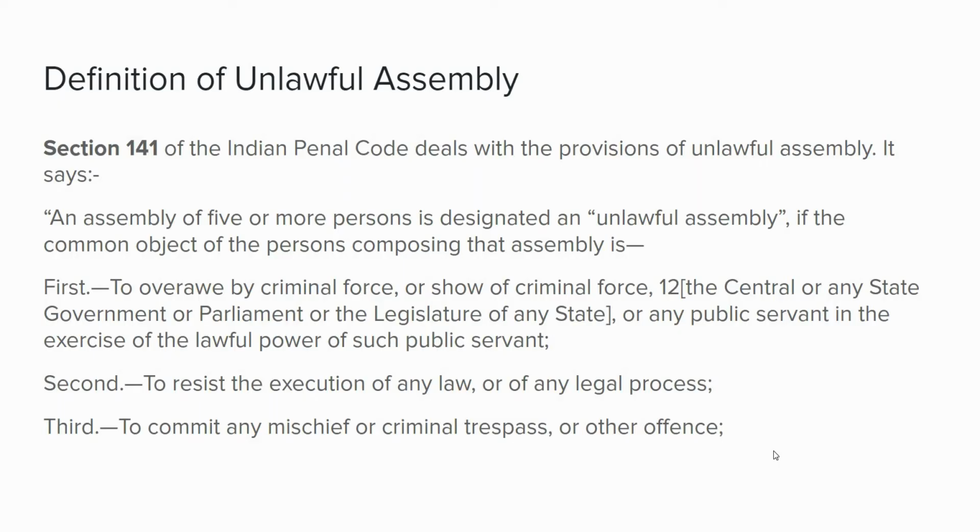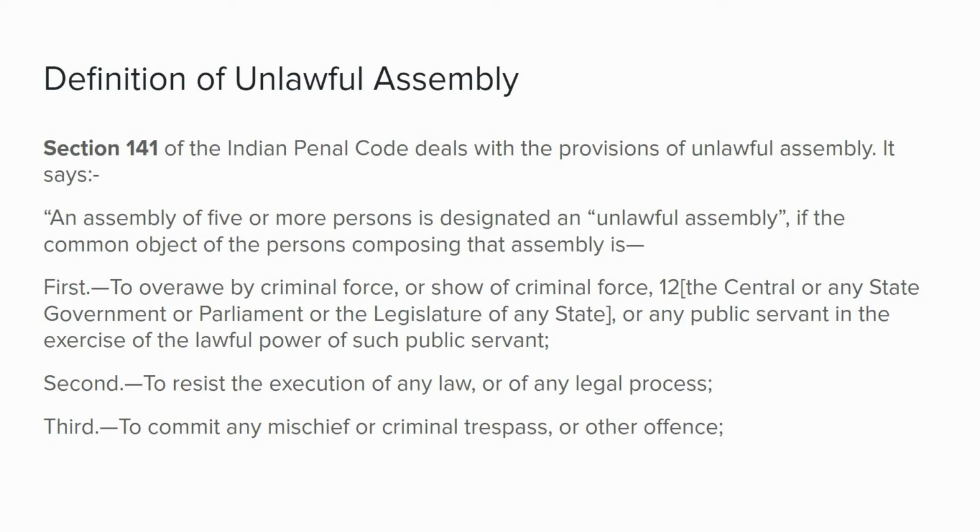First of all, we will come to the definition part of unlawful assembly. Section 141 of the Indian Penal Code defines unlawful assembly. This section says an assembly of 5 or more persons is designated an unlawful assembly if the common object of the persons composing that assembly is as follows. It means if 5 or more persons assemble in a particular place, that will be called unlawful assembly if the common object of all the persons in that group or assembly is as follows.